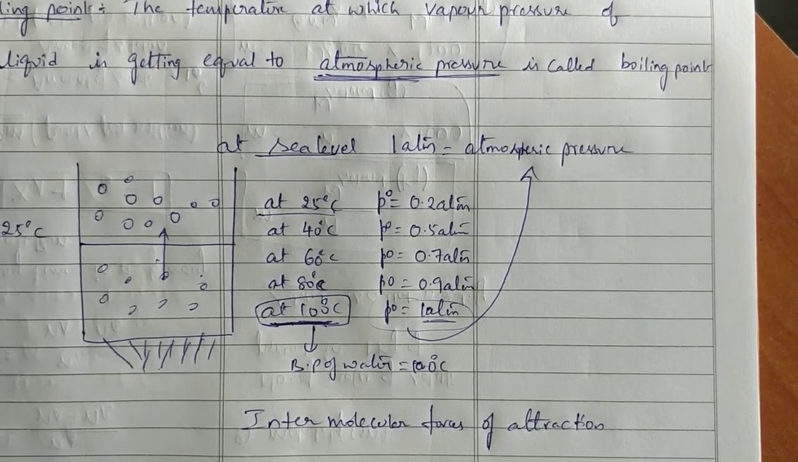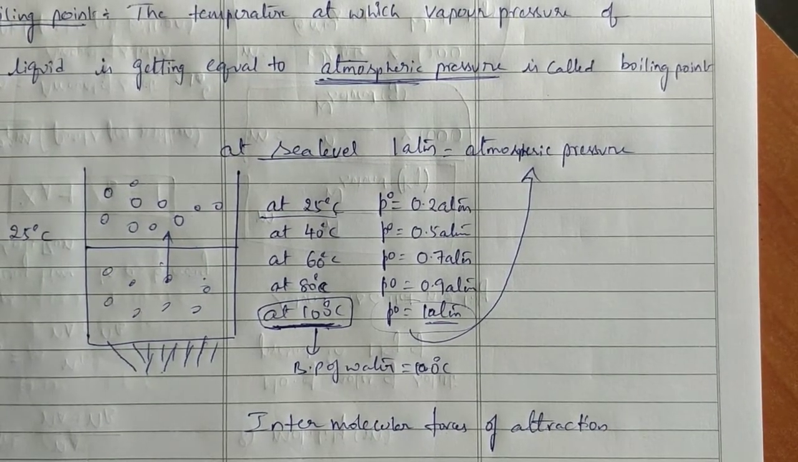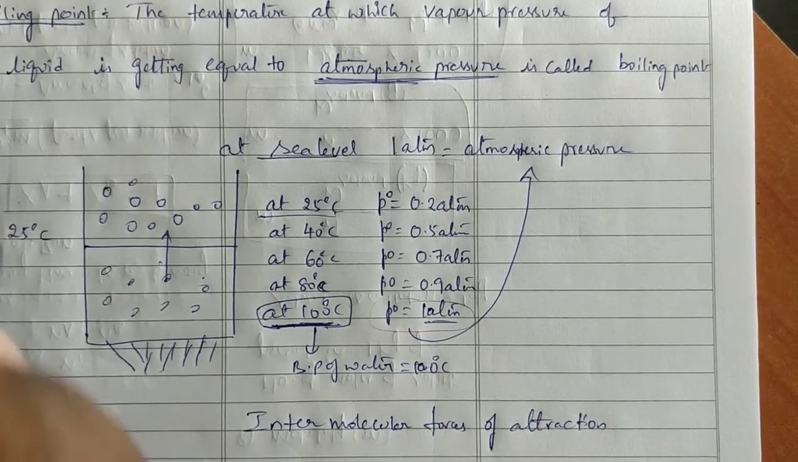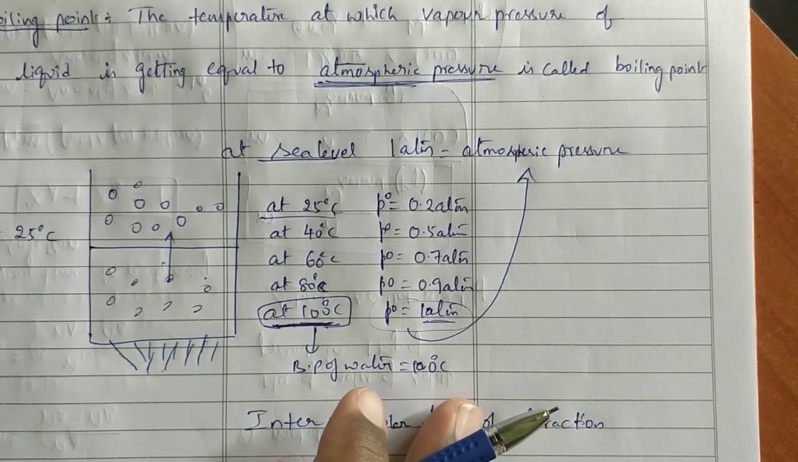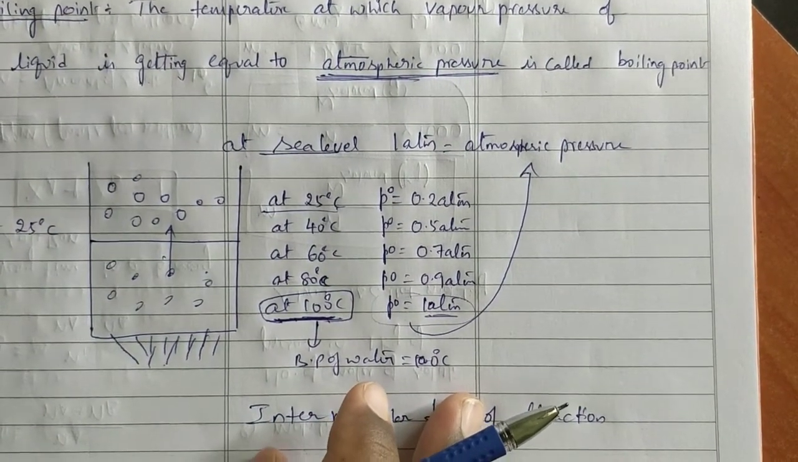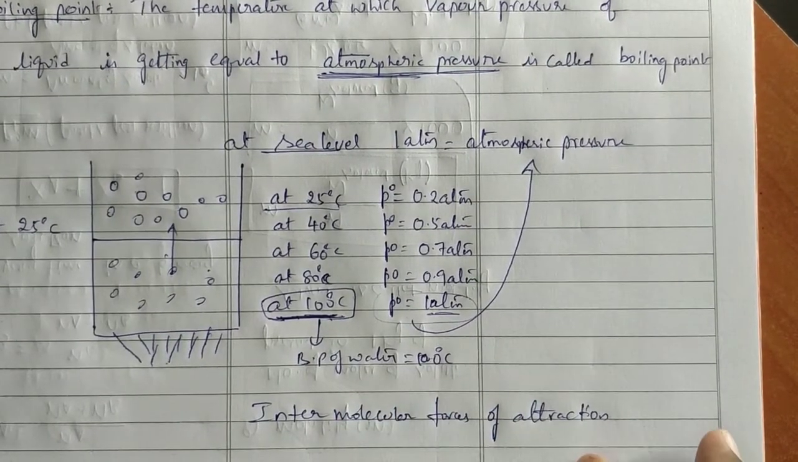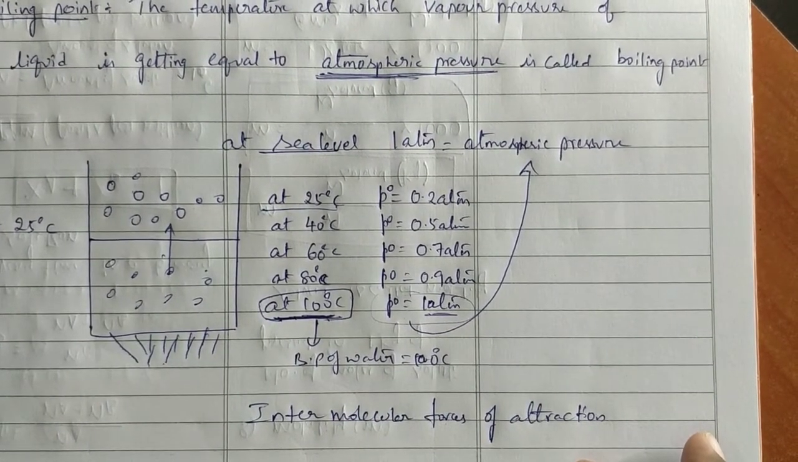Is it clear? Now in the next class I will teach the elevation of boiling point formula. After that, depression in freezing point. After that, osmotic pressure. Like that, we will continue. I hope you are understanding.